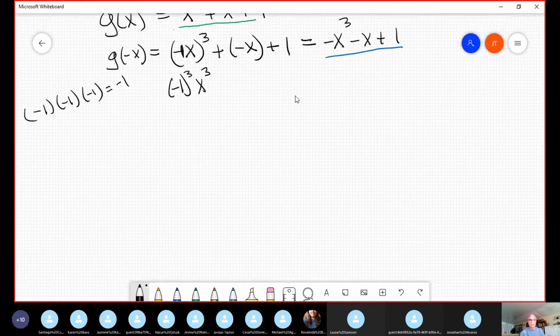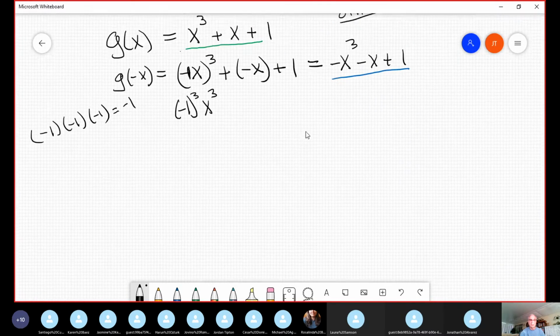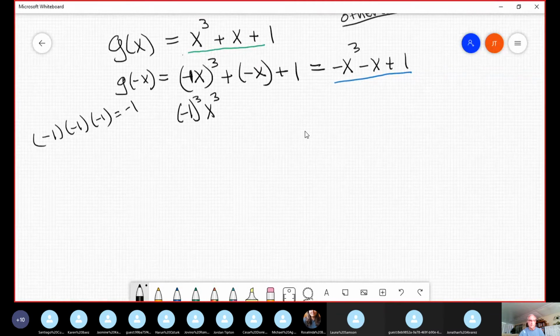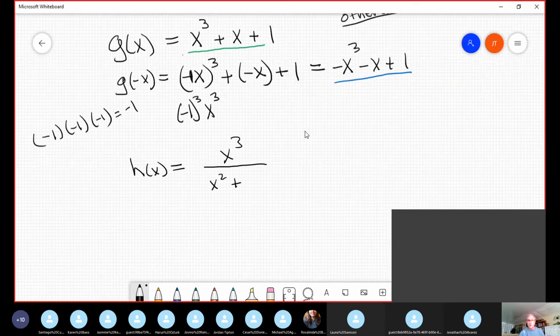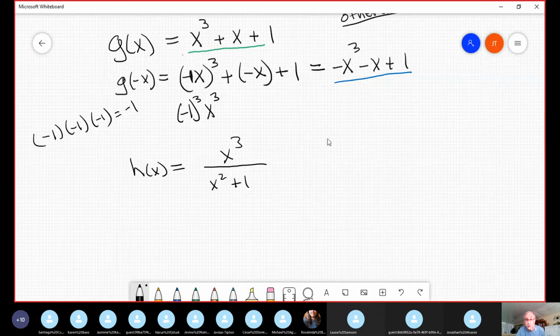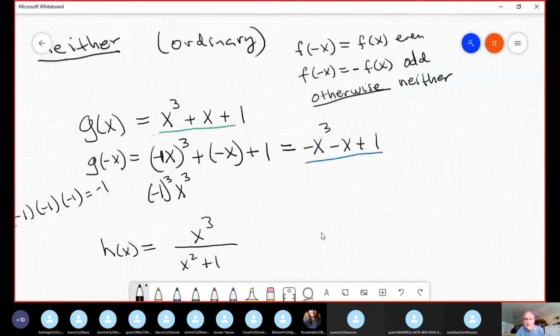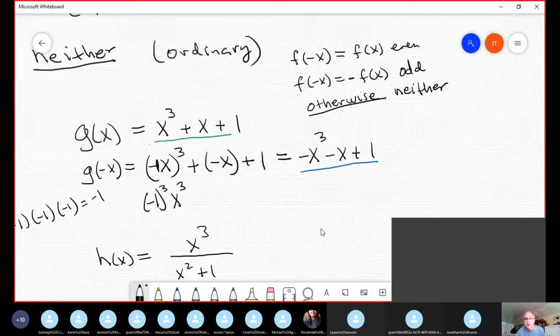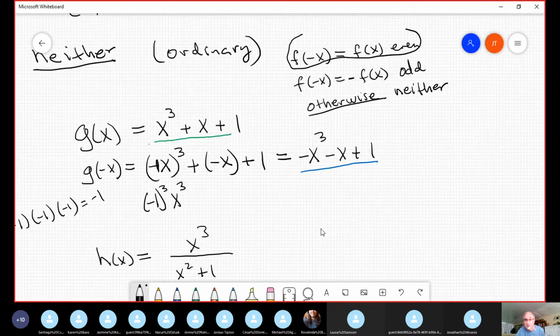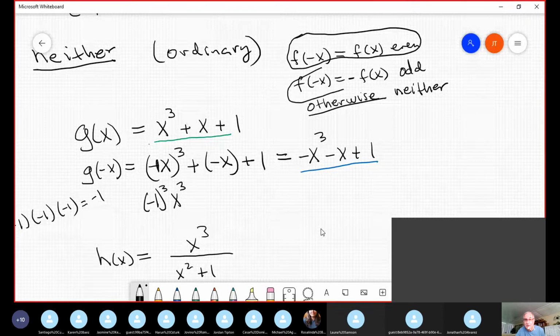Tricky. Let me try another. Suppose the function h is x cubed over x squared. Come on. It's neither, because the relationship is neither. Okay, it does not satisfy this idea and does not satisfy this idea.